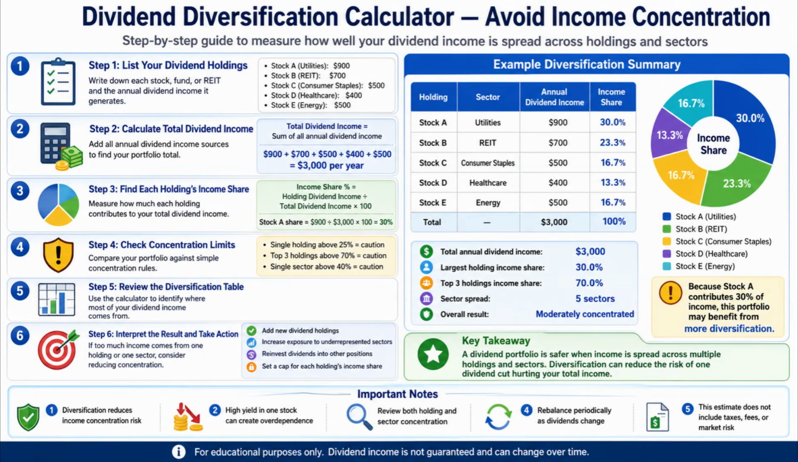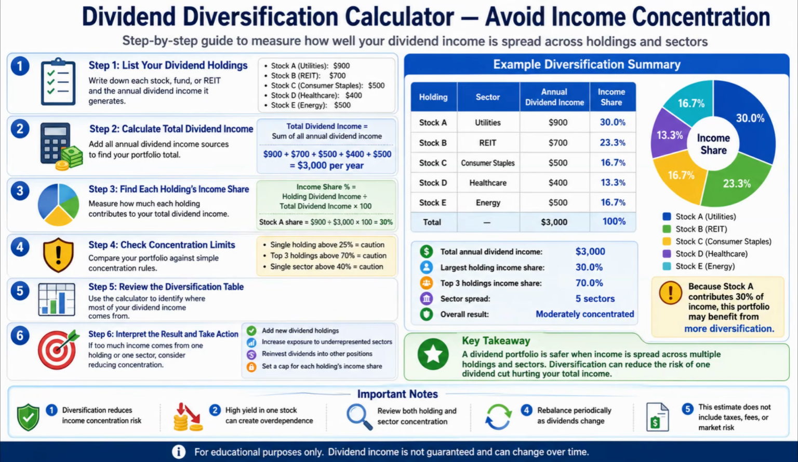After that, we interpret the result and take action. If too much income comes from one holding or one sector, the investor may consider adding new dividend holdings, increasing exposure to underrepresented sectors, reinvesting dividends into other positions, or setting a cap for each holding's income share.